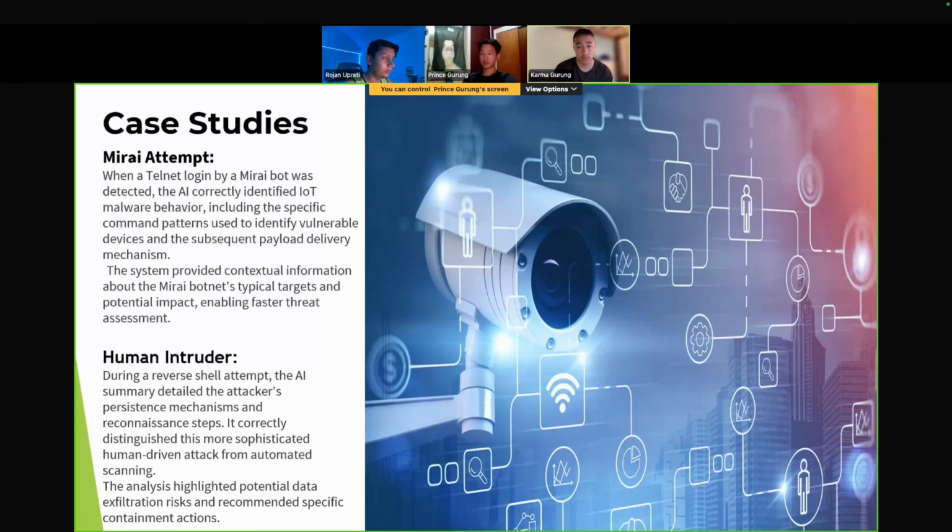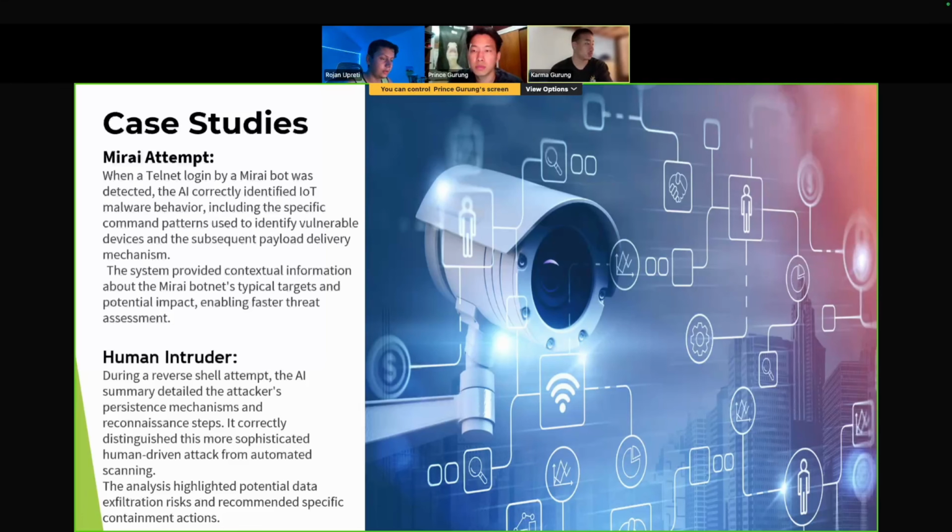successfully detected all of those behaviors, including the specific commands and patterns. That really helped to identify the vulnerable device and the subsequent payload delivery mechanism. The system also provided contextual information about the Mirai botnet's typical targets and the potential impact, which really helped us find the issue more easily.